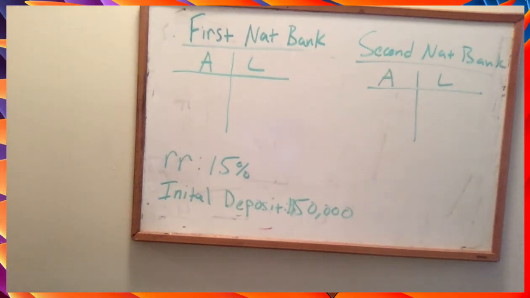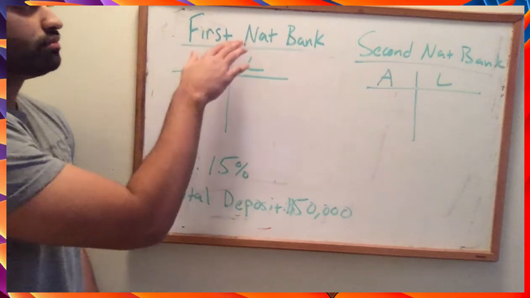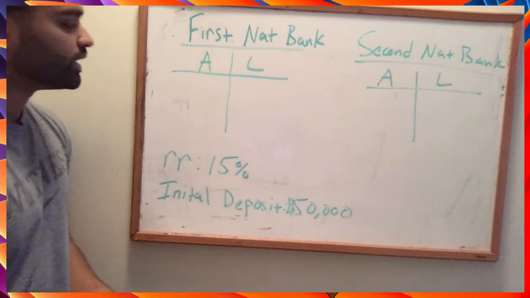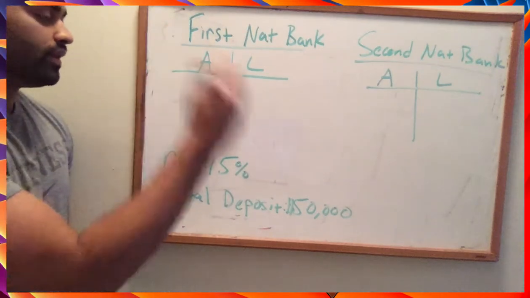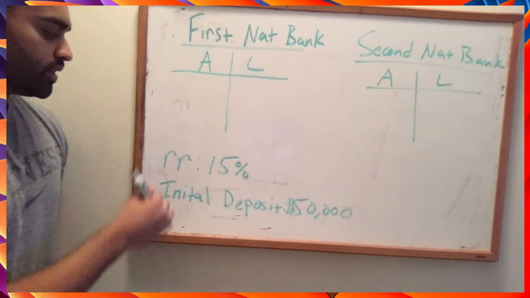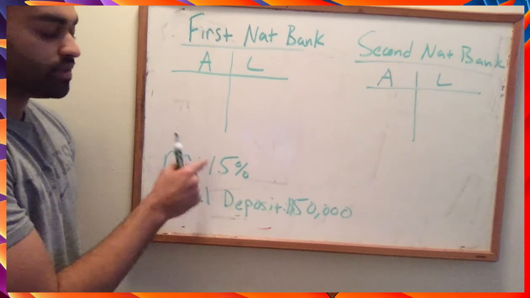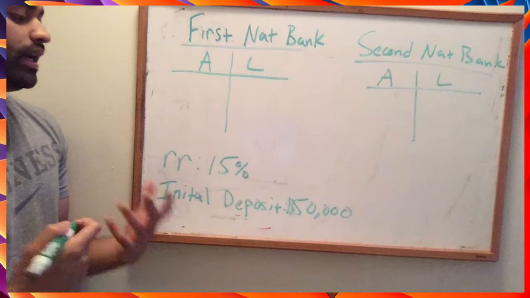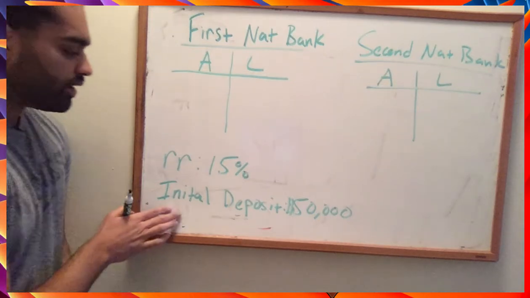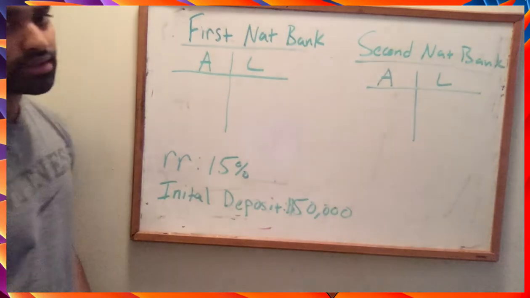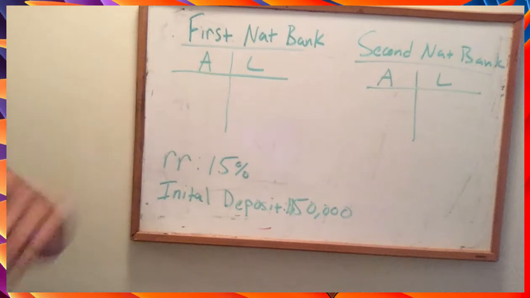All right, class. So here we have our setup. We have First National Bank, Second National Bank. I didn't write out national, again, being lazy. So we have our assets and liabilities. Assets on the left, liabilities on the right. Some important information, your reserve requirement, RR, is 15%. So this is the amount that you're supposed to keep in your bank no matter what, determined by the Federal Reserve. Now our initial deposit is $50,000. So $50,000, that's our initial deposit. We're going to go from First to Second National Bank.